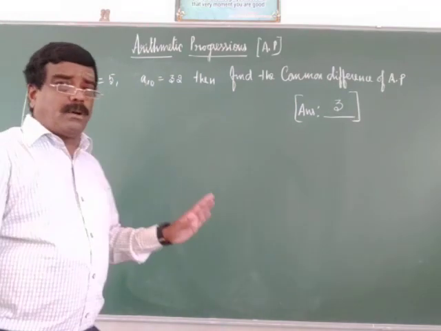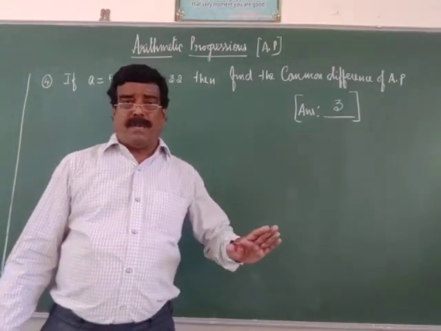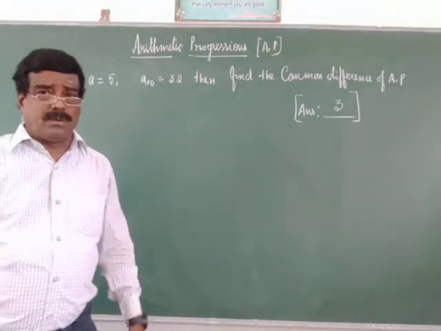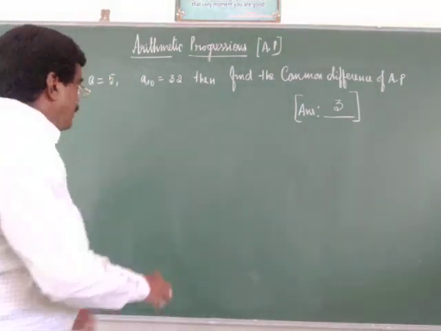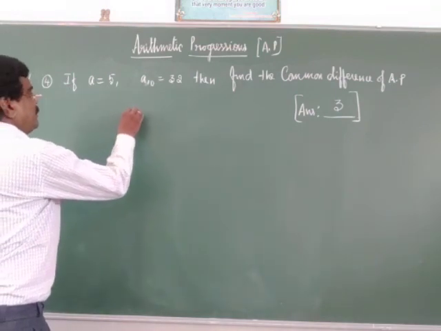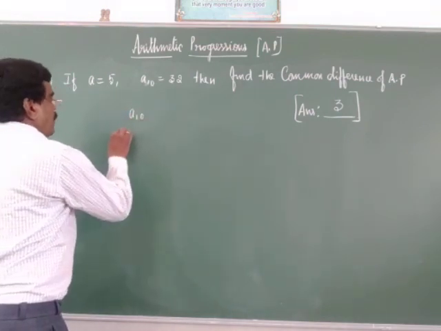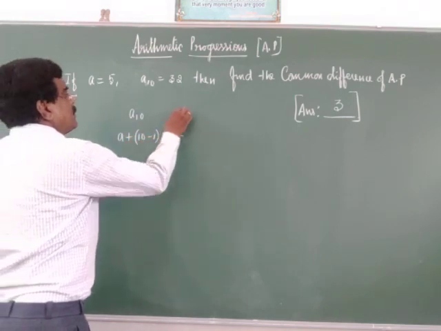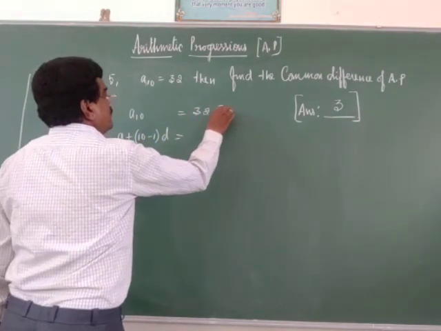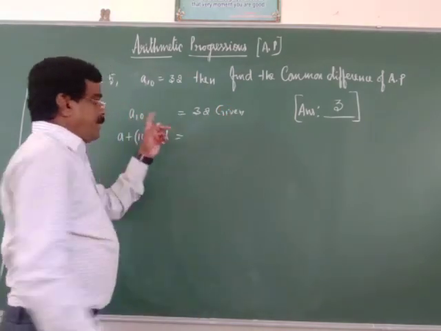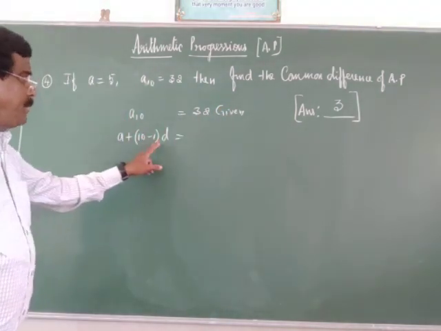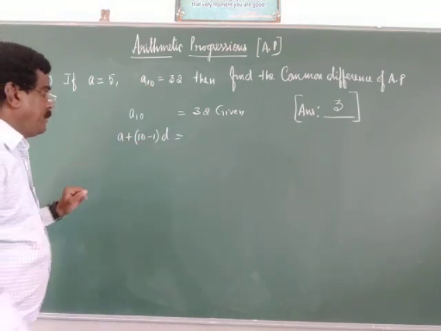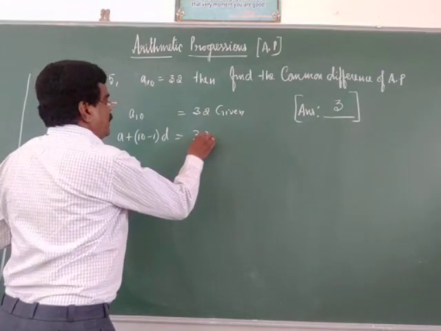In this sum I am not writing the data, because the purpose is that while going to the first, second, third, fourth, you must directly know how to do the sum and what is given. That I am just trying to explain. Anyhow, it is A10, or A plus 10 minus 1 into D, is equal to 32. Here it is given A10 equals 32. So in place of n you can write 10, into D equals 32.